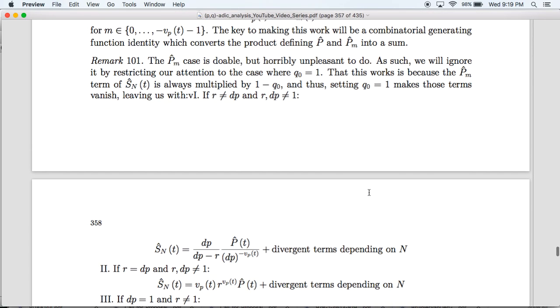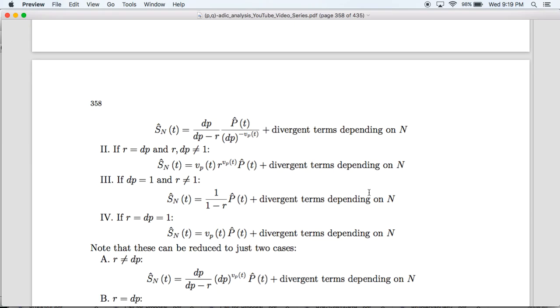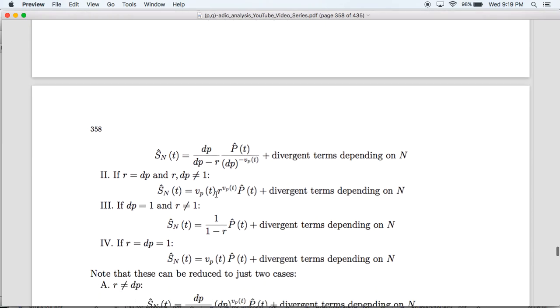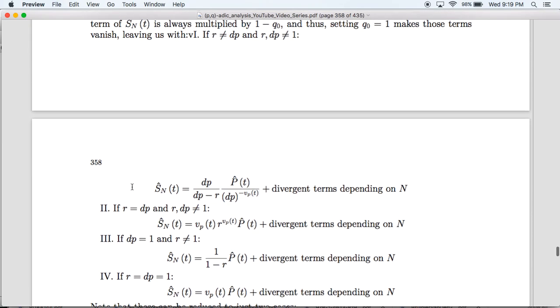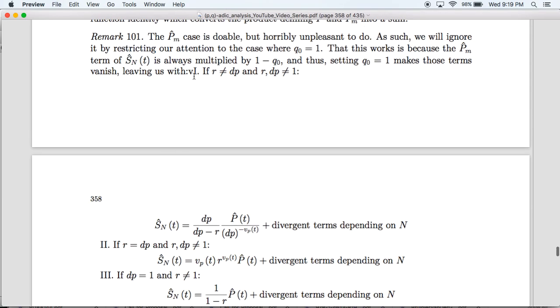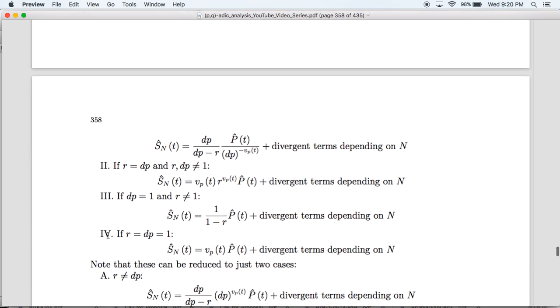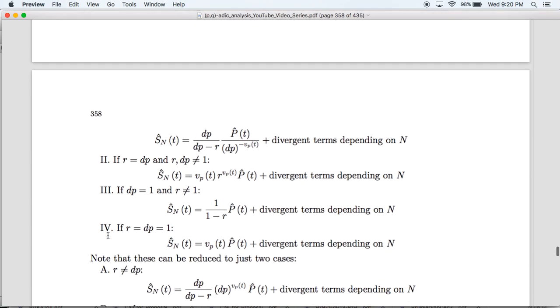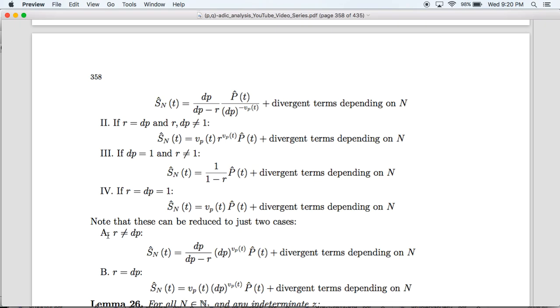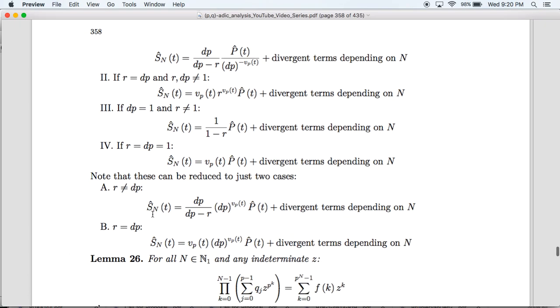And in particular, when we do this, we end up with the following, depending on the values of r and dp. If r is not equal to dp and r and dp are not equal to 1, we get this, that, and so on. And in here, a bit of thought shows that we can actually reduce this to just two cases. r is not equal to dp, and then Sn hat of t is this thing, and r is equal to dp, and then Sn hat is this thing.